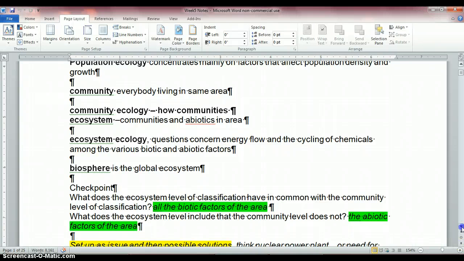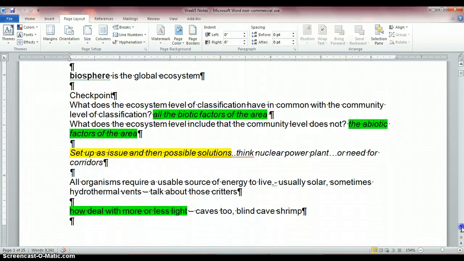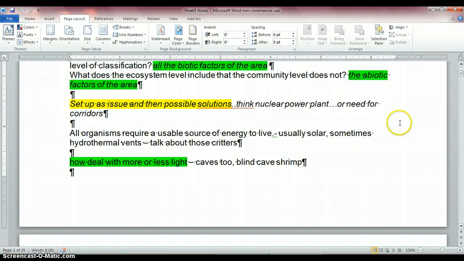Here's a checkpoint. So, just a little thing. Think about what would happen if you had a nuclear power plant in your area. Do you need corridors for the animals to get around? If you create something that's going to interfere with an ecological system, how do you then make it so the animals can still continue on their pathway? Think about Africa with our elephants. They used to go all across Africa. Now they're stuck in little national parks. How does this affect the ecology?